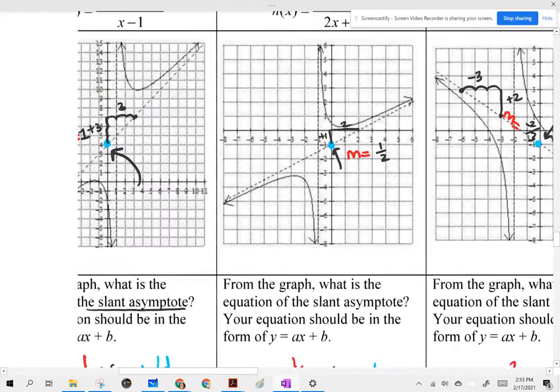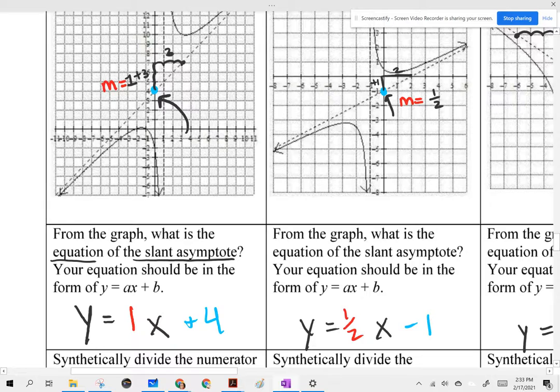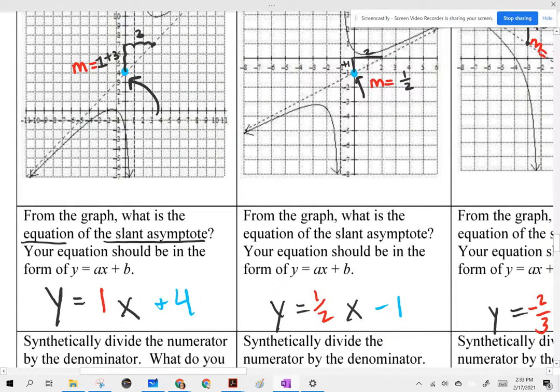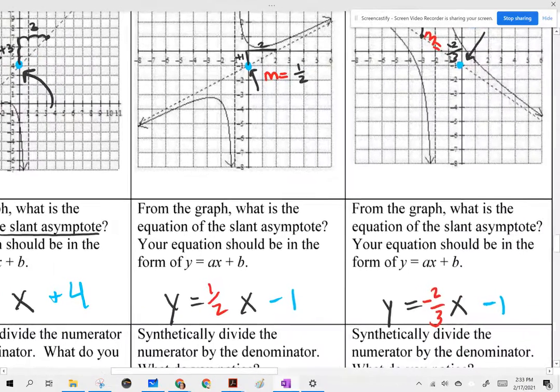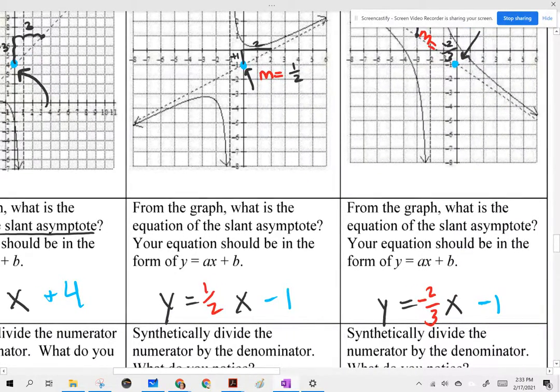All right, so now it says from the graph, what's the equation? And so you can see that we've found our slope and our y-intercept across each of those three: the 1, the 1/2, and the -2/3.